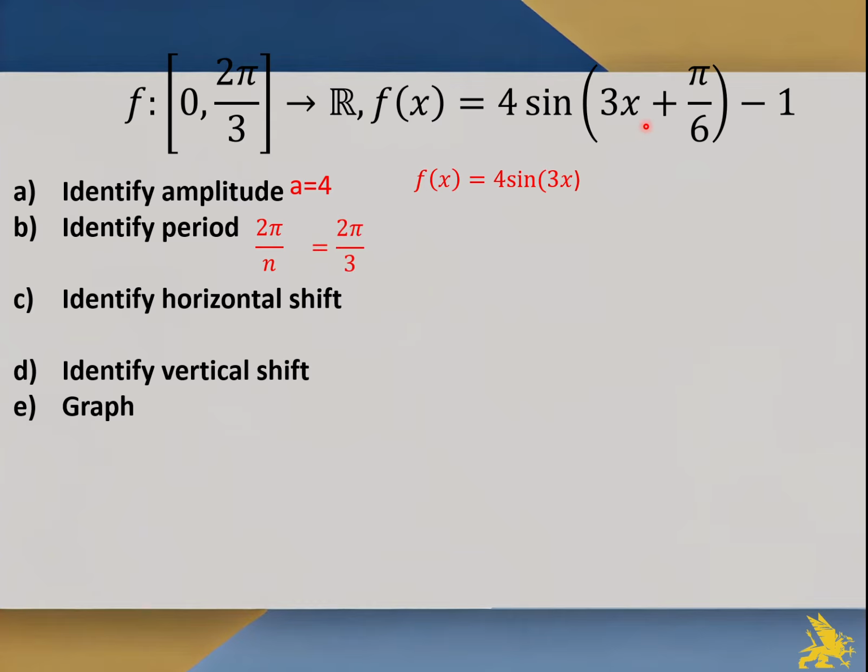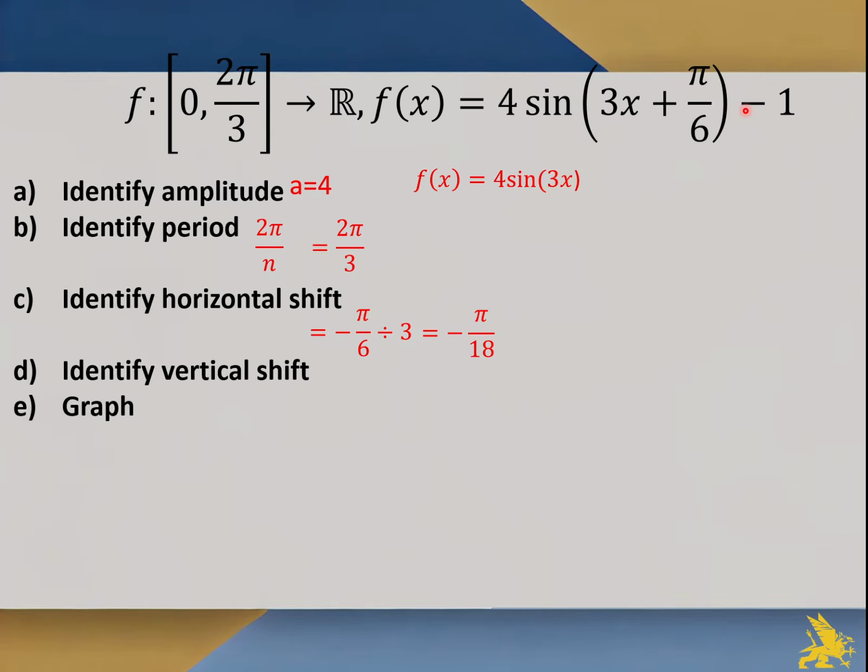Our horizontal shift, another way of thinking about horizontal is how do I make this bracket 0? I will take away pi over 6 and then I'll divide by 3. So that gives us negative pi over 6 divided by 3, which is negative pi over 18. So that is our shift, which means we are doing a shift to the left horizontally.